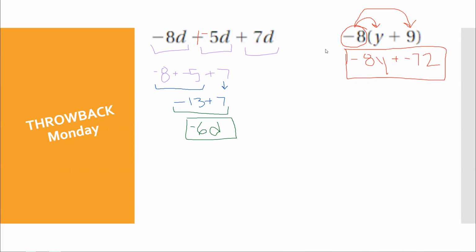For the second one, I showed my distribution by circling the number that I'm distributing and drawing my arrows to each term inside of my parentheses. That distribution is multiplication, so I'm taking negative 8 times y, which we can't do, so we just write them next to each other because that's showing multiplication that we can't do. Negative 8 times y. Then I took negative 8 times 9, and I got negative 72, and I added those two together. And that was my final answer because I can't combine those two.